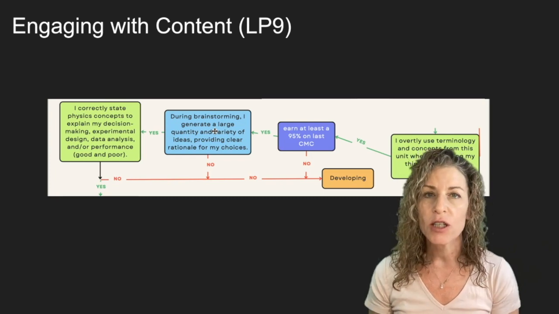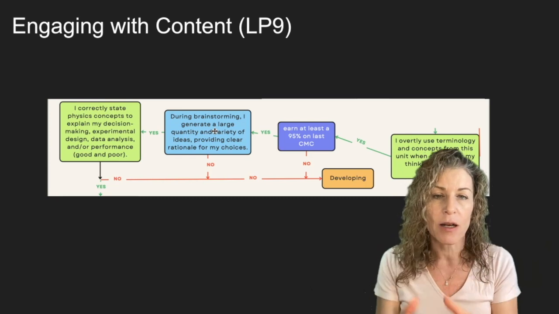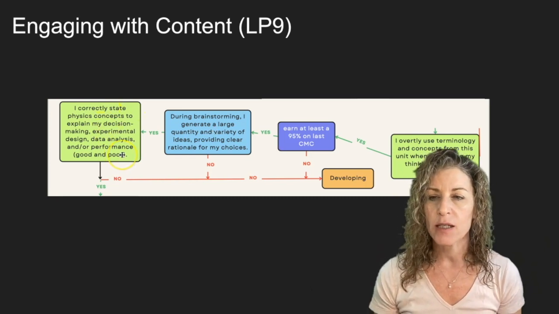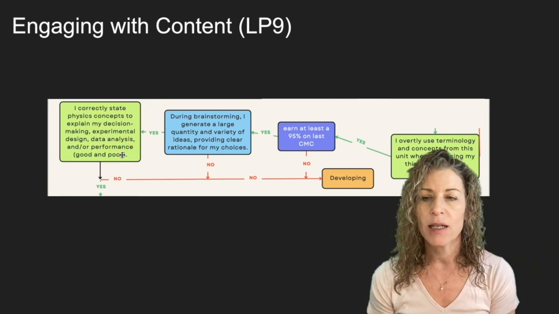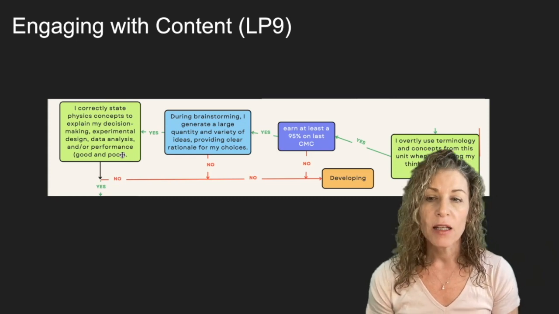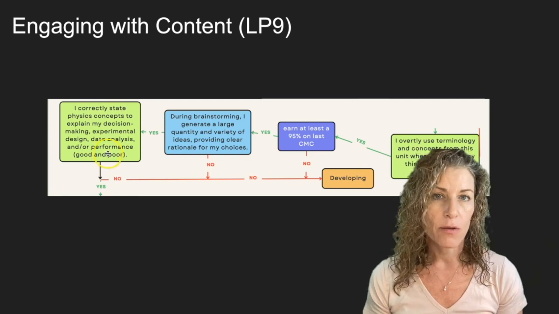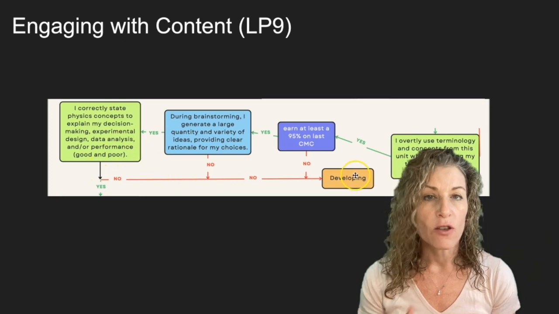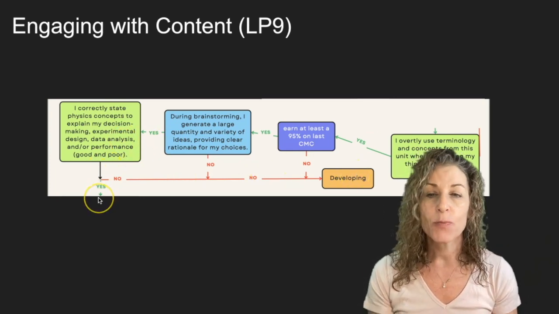This is elaboration, this is fluency, this is flexible thinking, right? We're building on those earlier skill levels. And then I correctly state physics concepts to explain your decision-making, experimental design, data analysis, and or poor or good performance. So any of that where you're really fleshing out how you're applying the different terminology and vocabulary. If any of these are no, then you maintain developing level. If you've done all of these, that's proficient.